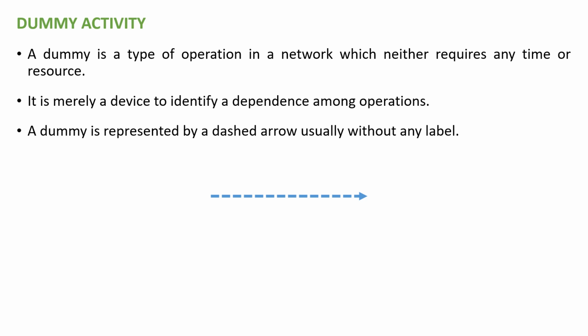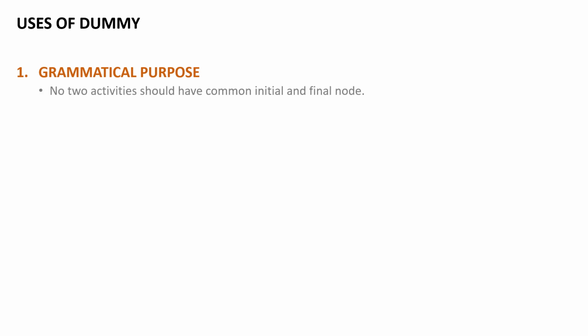Now we will understand the uses of dummy activity in AOA network diagrams. The first use or purpose of a dummy is the grammatical purpose. What exactly is this grammatical purpose? According to this, no two activities should have a common initial and final node. This is very important in drawing network diagrams.